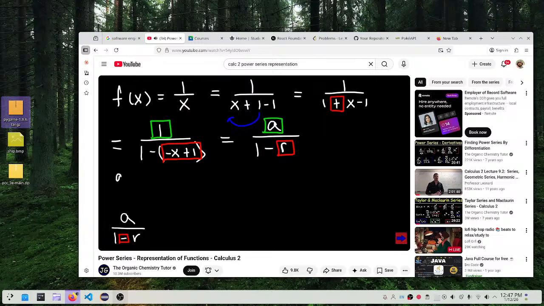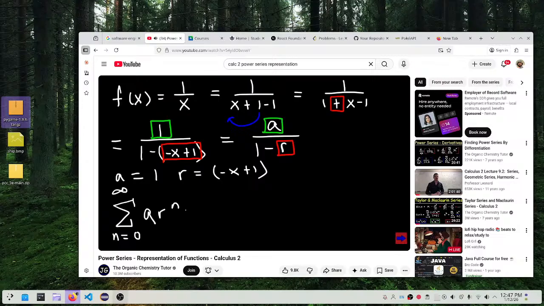So now that we have a and r, we can write the geometric power series. So let me get rid of this. So now let's use this expression. And then all we need to do is replace a and r, and then we can simplify it. So a is 1, we can ignore 1. You don't have to write 1. So we're going to have the summation symbol, and then r to the n, which is -x plus 1 to the n. Now, can we leave the answer like this?